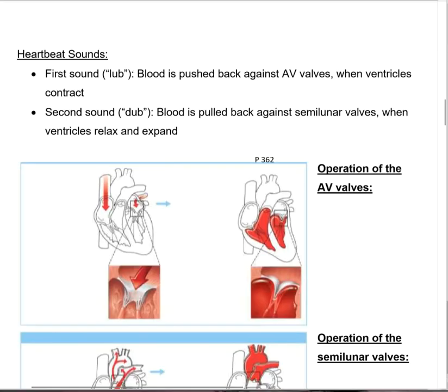There are little tendinous cords that we looked at in lab. They're attached to papillary muscles, and they'll make sure that these flaps don't flap the wrong direction. So they help keep those closed. So when those close, they make a little slapping sound. You can hear my hands come together, and that's our first sound. So the first sound is when blood is pushed back against the AV valves when the ventricles contract.